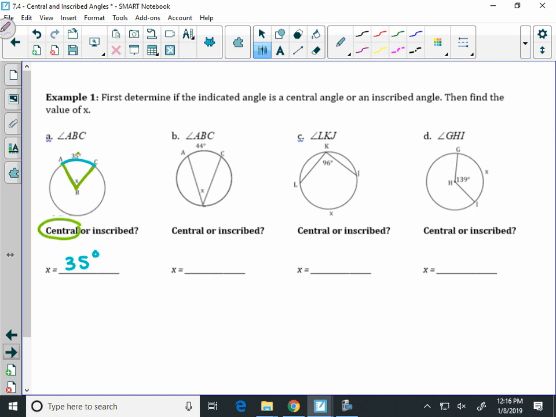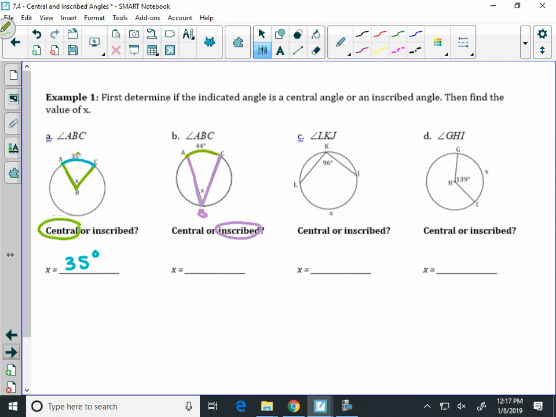If we take a look at B, the B got cut off. Angle ABC. Is that inscribed or central? What is it? Inscribed. Why is it inscribed? Yeah, so the vertex is on the edge. So it's inscribed. Okay? So, is x representing the arc or the angle? The angle. So, I'm going to go to the intercepted arc.